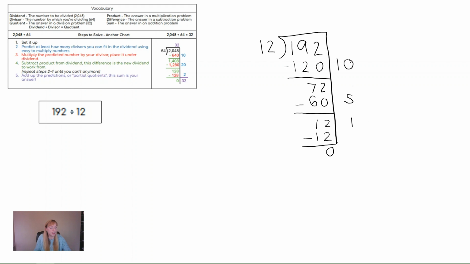Add up the predictions or partial quotients on the right. Adding them up, the ones place first. 0 plus 5 plus 1 is 6. And just a 1 in the tens place. That means that my answer, my quotient, is going to be 16. 192 divided by 12 is 16.